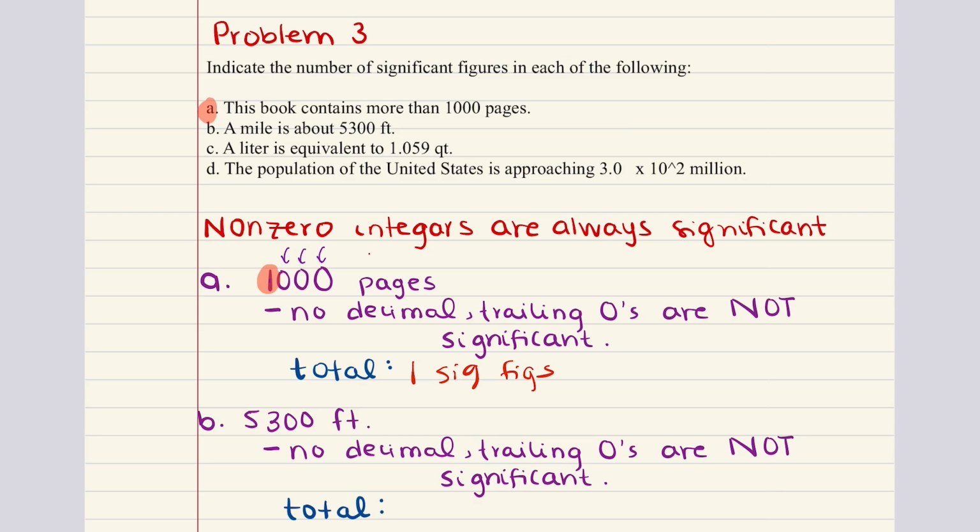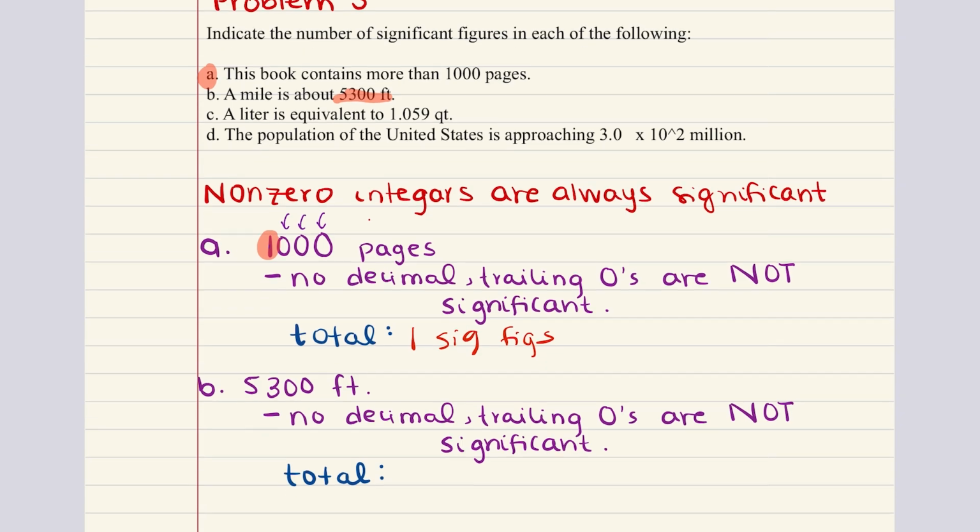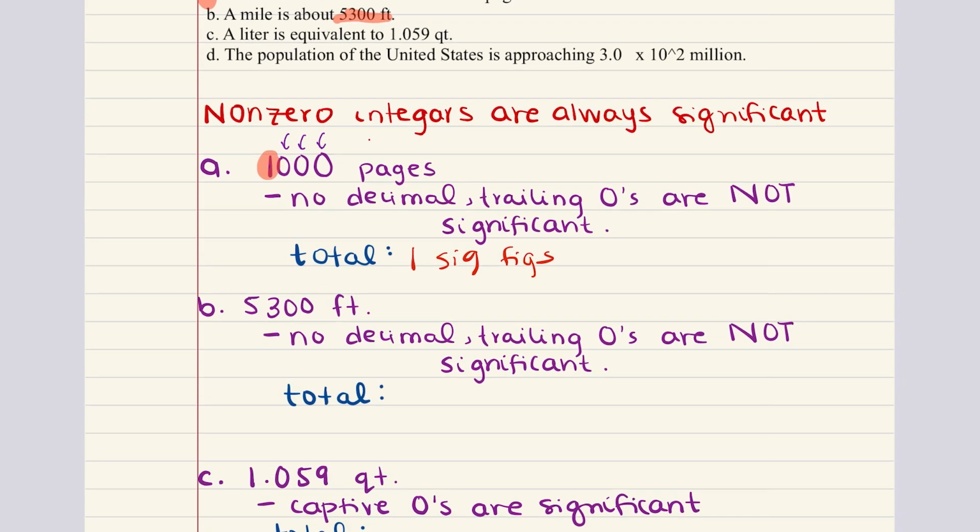B says a mile is about 5,300 feet. Now, again, we have some trailing zeros here, and since there is no decimal point, these trailing zeros are not significant. The only integers that are significant are the non-zero integers in this number, which is 5 and 3. So 5,300 has only two significant figures.